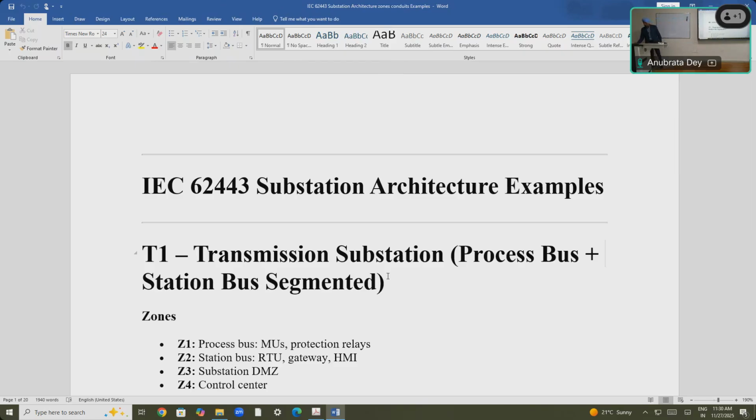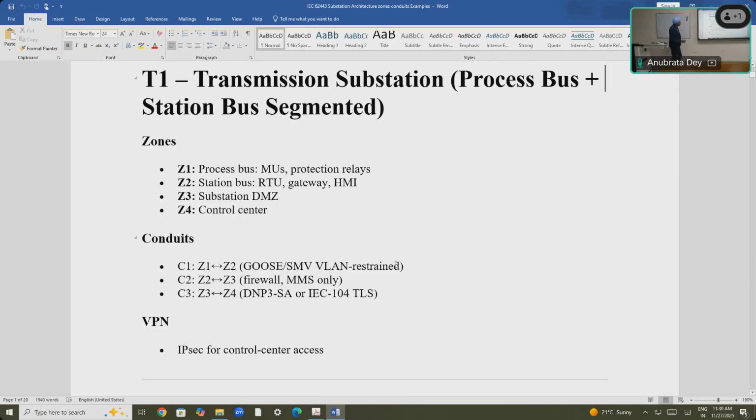Okay, so if we look at a typical transmission substation, where the process bus and station bus were segmented. We have a process bus and we have a station bus. In some substations, as we said, there may not be any process bus. There will be only station bus. So the zones in this one: if there is a process bus, we will have zone 1, which will be merging units and IEDs. Zone 2 will have the station bus, which could have RTUs, IEDs, even sometimes gateways or HMI. And zone 3 will be the substation demilitarized zone. We'll go to the details of this in a minute. And zone 4 is the control center. So this is typically the segmentation you can do in this type of substation.